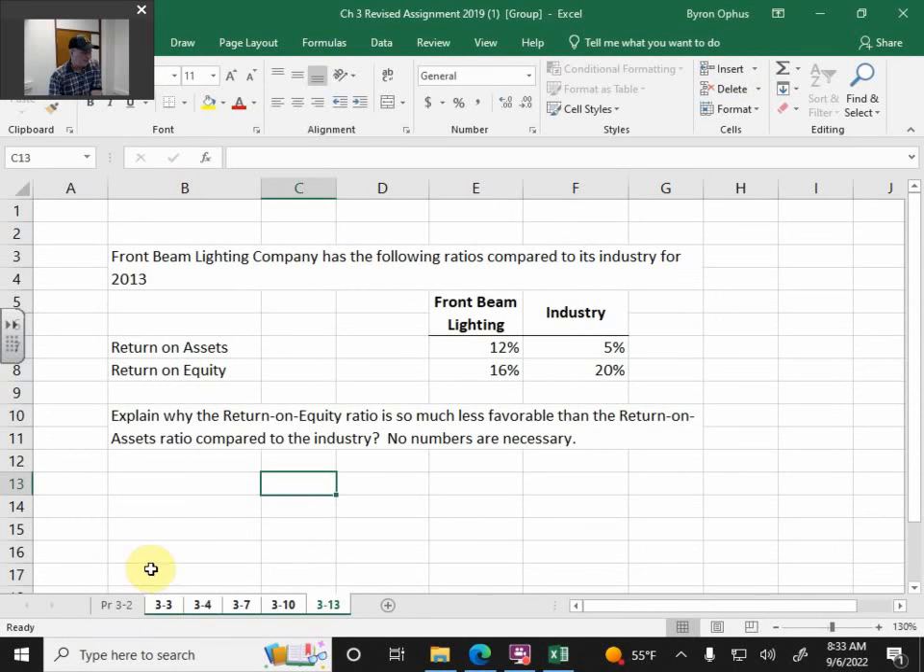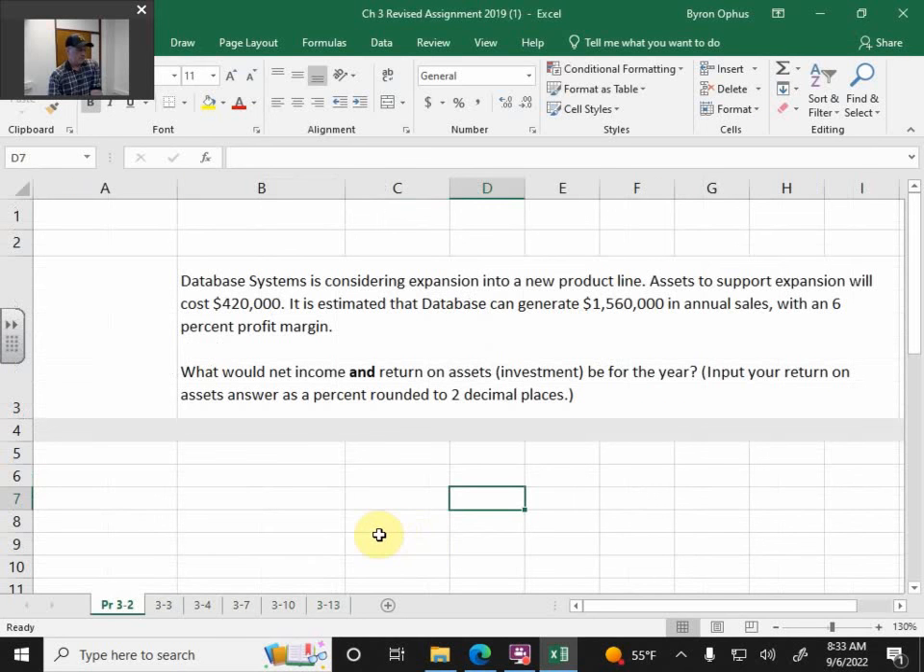You'll note that I've kind of already got it set up. It's not going to let me enable editing. Come on. There we go. Okay. I've already got it set up.